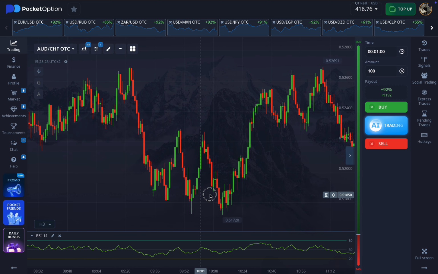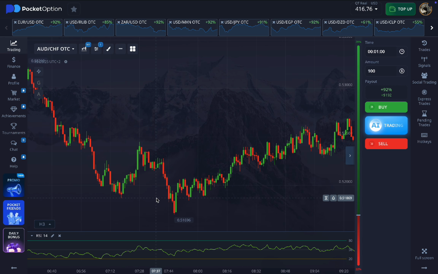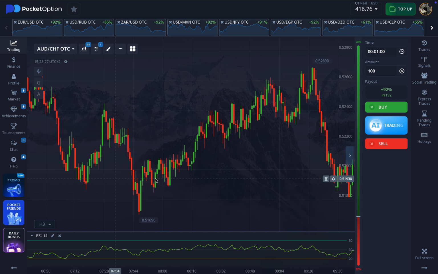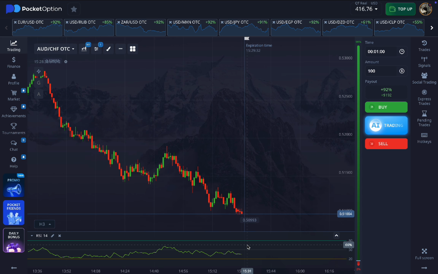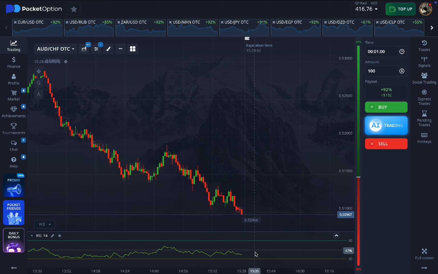In other words, the price very rarely breaks through the oversold and overbought zones, so the essence of the strategy is very simple. When the price touches the overbought or oversold zone, we open a trade to go up if the price touches the oversold zone. If the price touches the overbought zone, then we open a trade to go down.